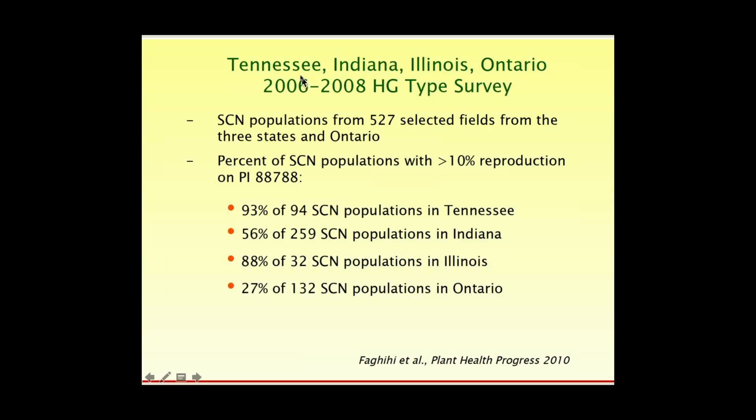If you look around, it's not like the people in Illinois are the only people dealing with this problem. This is not just unique to this area. Everywhere we've deployed cyst resistance, we've seen this over the last 30 to 40 years. So if you look, 93% of the populations in Tennessee, 56% in Indiana, 88% in Illinois. This was a different survey than the one that Terry Niblack and I did that I referenced on the previous slide. And then this one here in Ontario, 27%, all had populations with greater than 10% reproduction on PI 88788, which would indicate it would be a type 2 population.